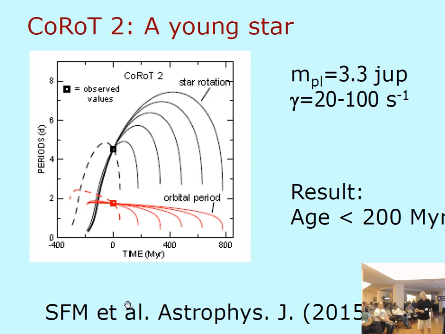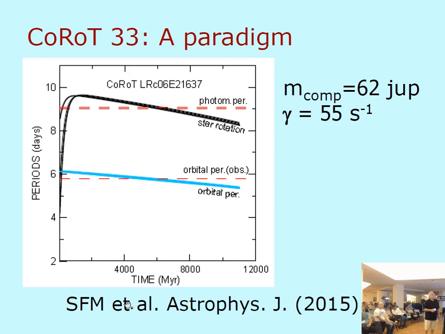Another one, I will jump this one, CoRoT-33. CoRoT-33 is also a brown dwarf, around one star, CoRoT. And the same thing, you see, the orbital period of this star is increasing because the star is ejecting mass away.